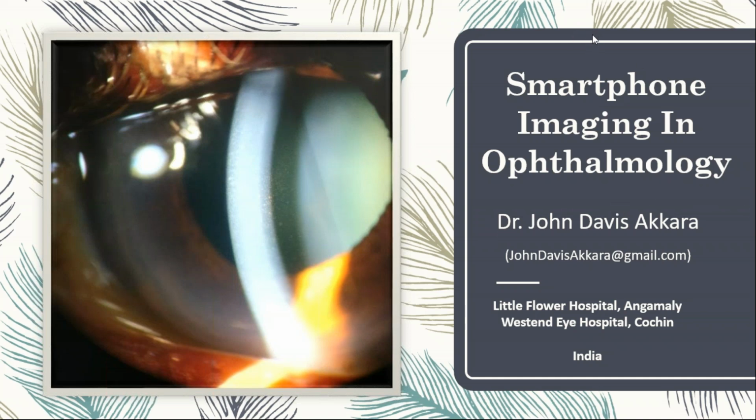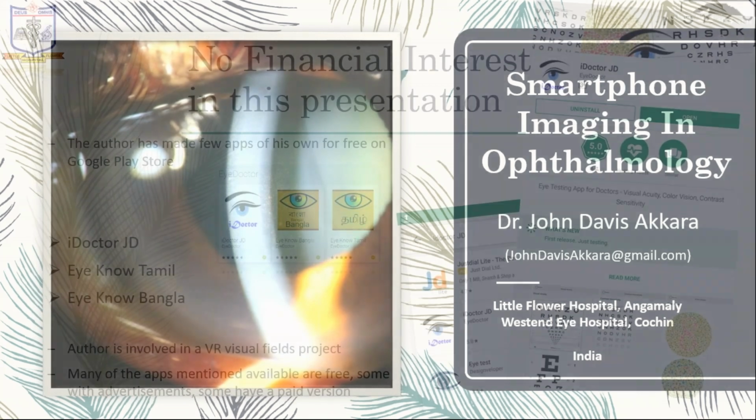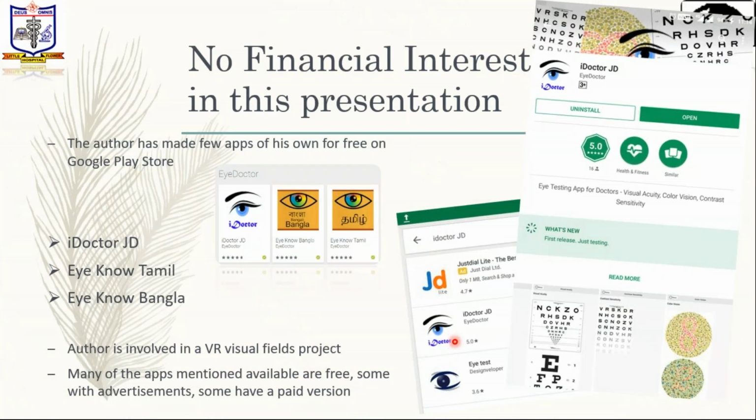Thank you, everyone. So I will start this session on smartphone imaging in ophthalmology. If you look at this picture on the left, this is a slit lamp photograph taken using a smartphone. This was taken using my regular Android smartphone, and you can see the pigments on the endothelium. And there are lots of tips I can tell you on how to get the best smartphone photographs of slit lamp photographs, fundus photographs, as well as other photographs. I have no financial interest in this presentation. I do make some apps, but they are free apps, and I don't have any financial interest in this.